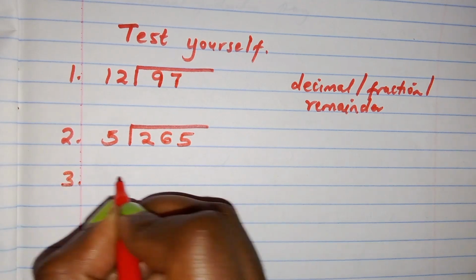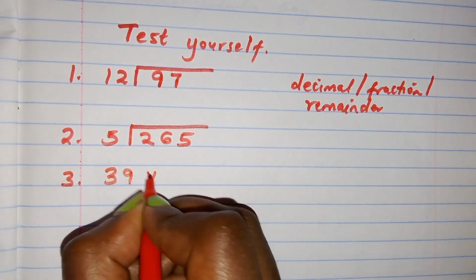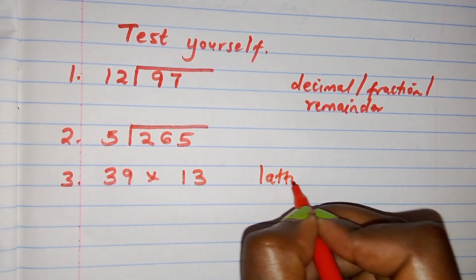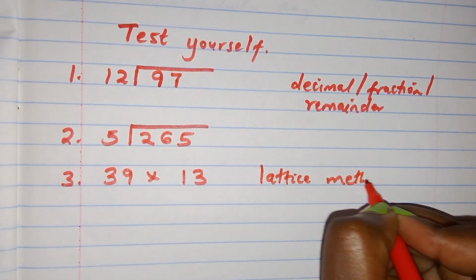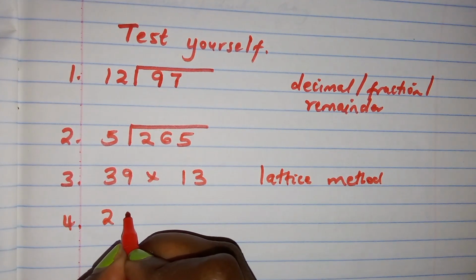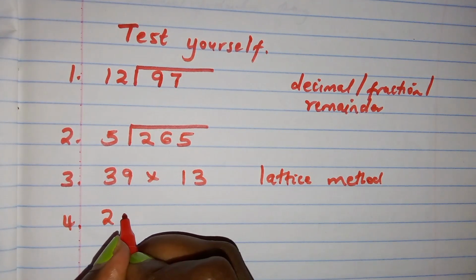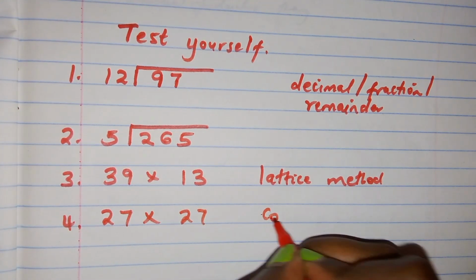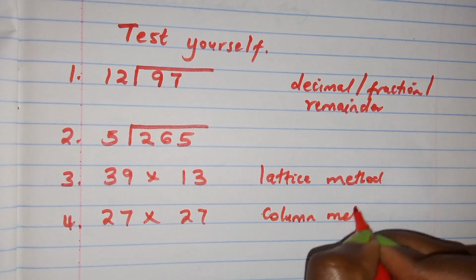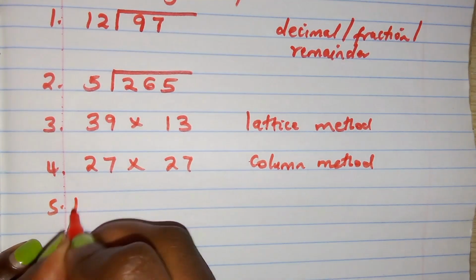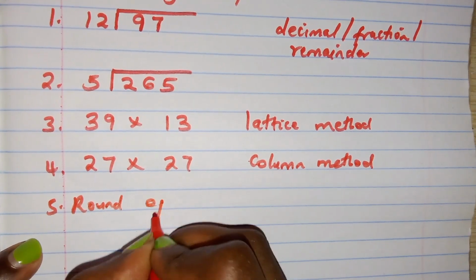Number 3 we can do 39 times 13. Use lattice method. 27 times 27. Use the column method. And then the next one, round off.